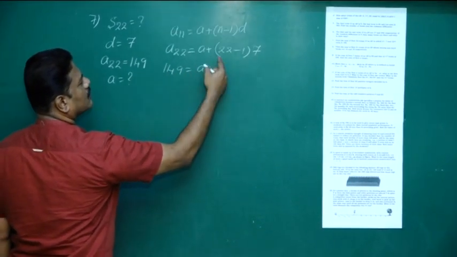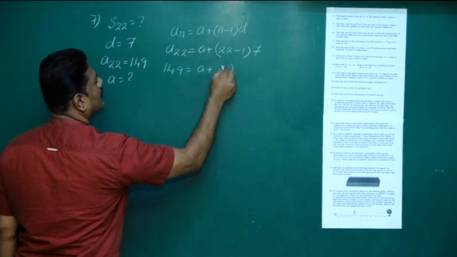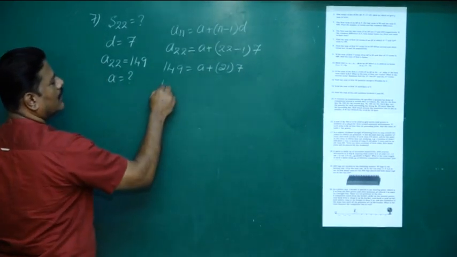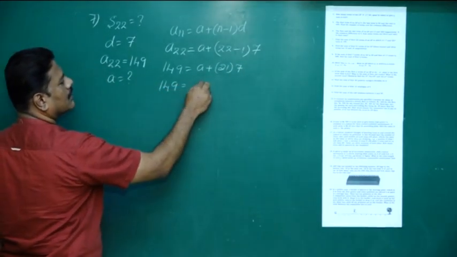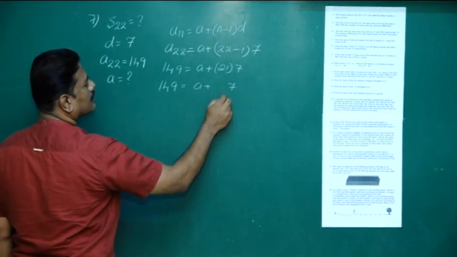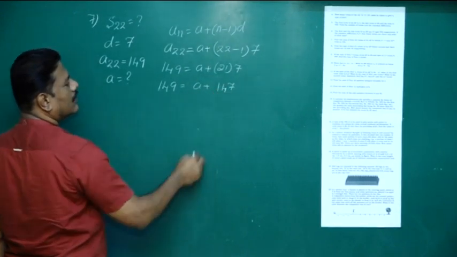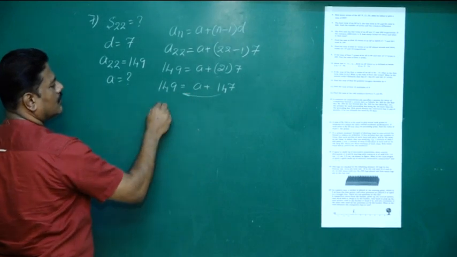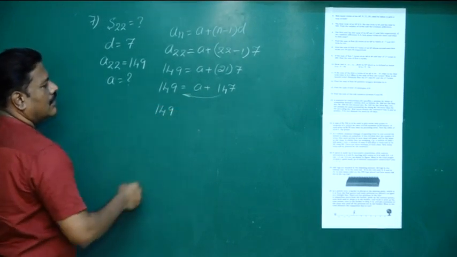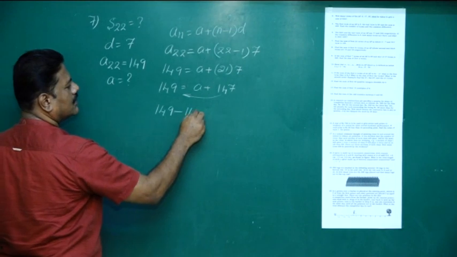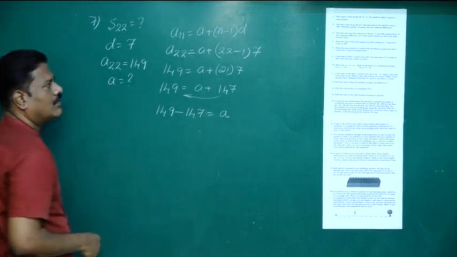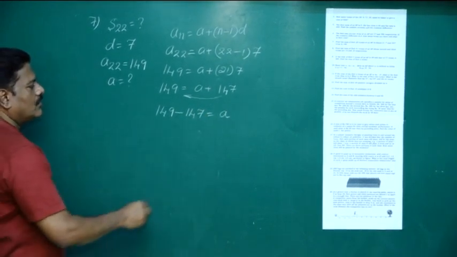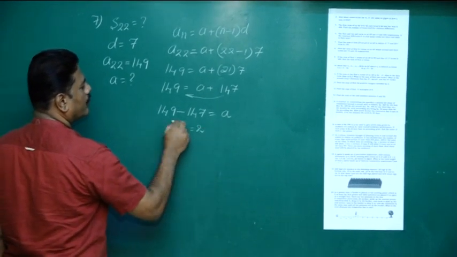A plus, what is 22 minus 1? It is 21 into 7. Then 149, you find the product there. 7 ones are 7, 7 twos are 14. Then this will come here, 149. When plus comes this side, it becomes minus. 147 is equal to A. Subtract now, you will get A is equal to 2.